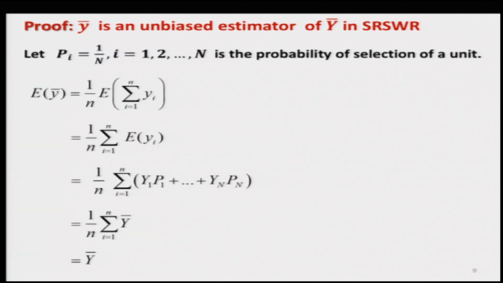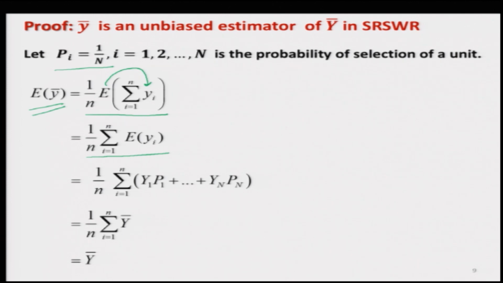Similarly, if you take the case of simple random sampling with replacement, in that case also a similar thing happens. The probability of selection of any unit is 1 upon capital N. So if you consider the expected value of y bar, that will become the expected value of 1 upon n summation i goes from 1 to small n yi, and the expectation operator can be taken inside the summation sign. So this becomes 1 upon n summation i goes from 1 to small n of the expected value of small yi.